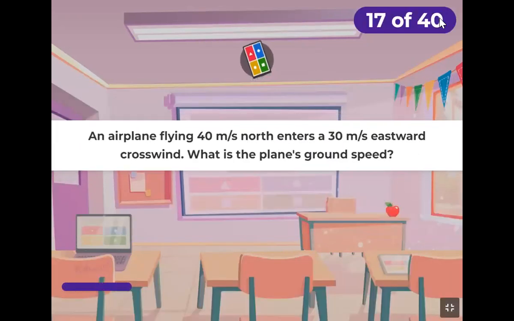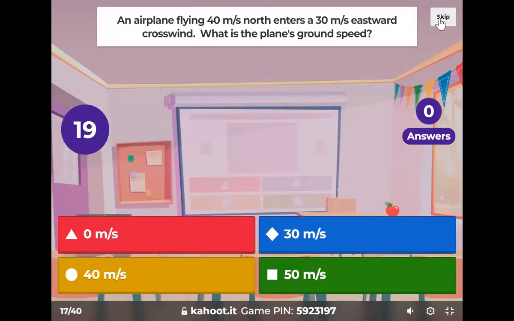Be a good question. Airplane flying 40 meters per second north enters a 30 meters per second eastward crosswind. What is the plane's ground speed? How fast is it moving compared to the ground?